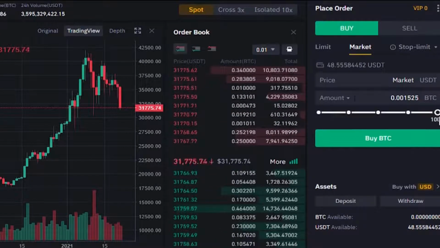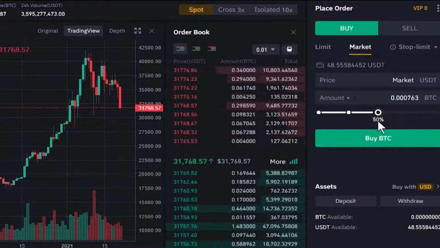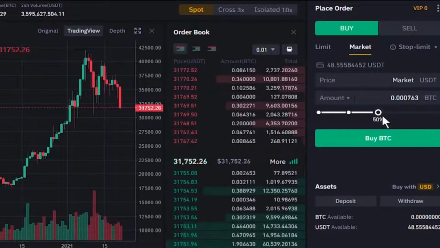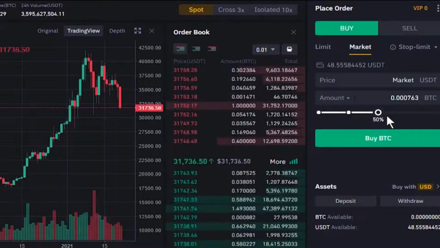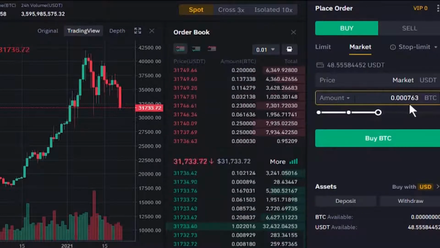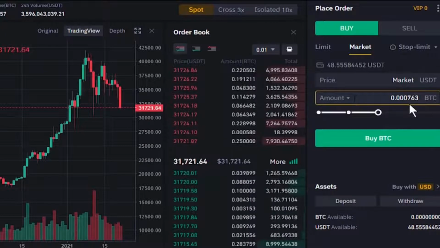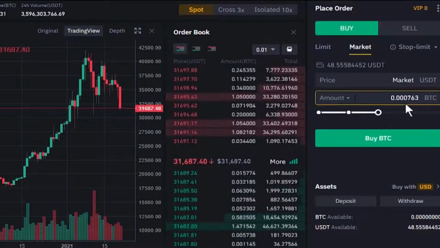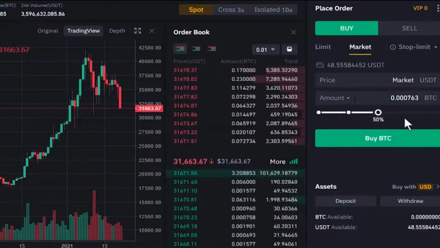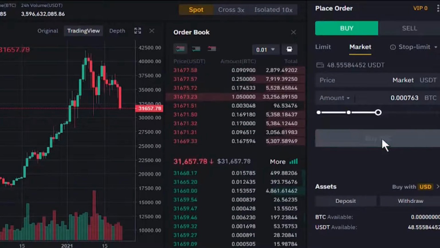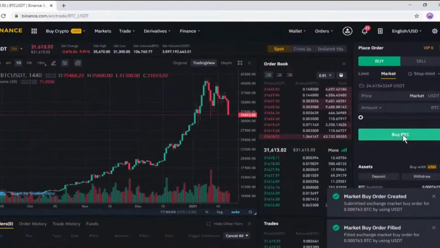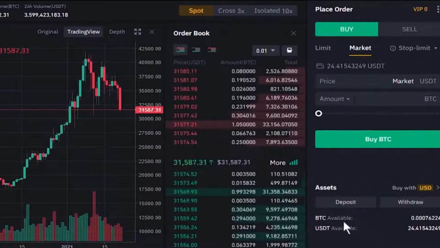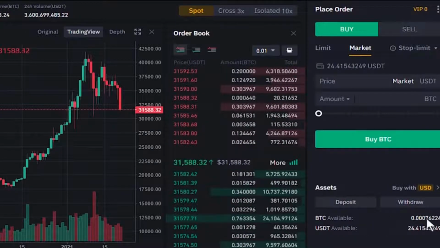Okay, let's for example set it on 50%, and this means that we're gonna buy BTC at the current price of the market with half of our available Tether. And here it shows that with half of our available Tether, we can buy something like 0.0007 Bitcoin. And simply by clicking buy BTC, as you can see, it's done and we have bought Bitcoin. And now, as you can see here in the assets, we have Bitcoin available.